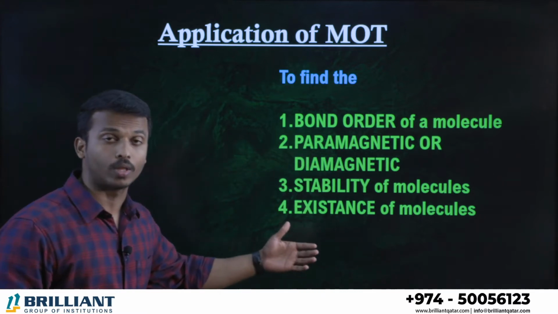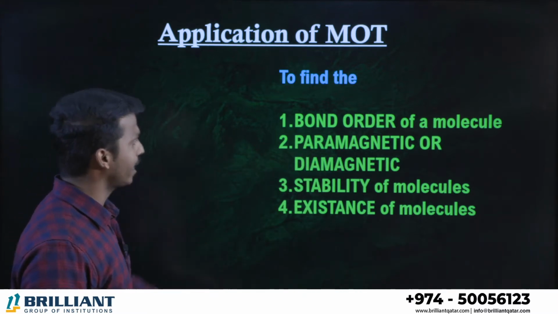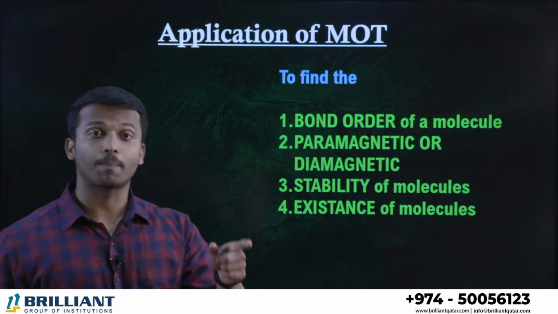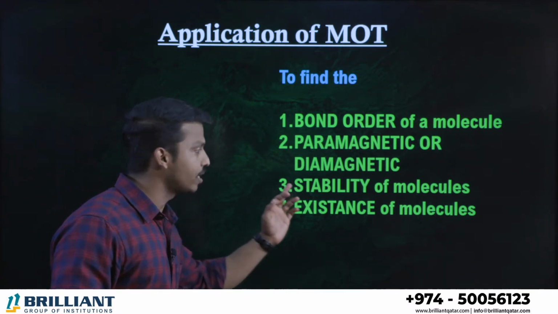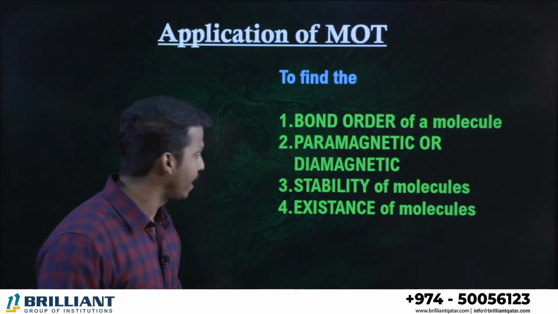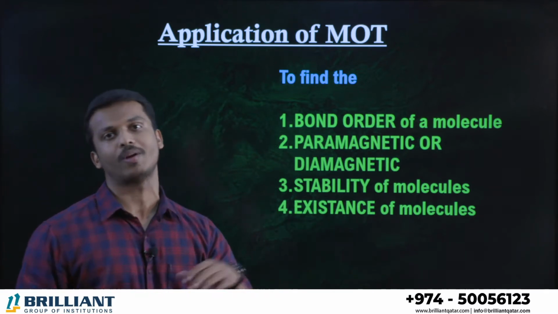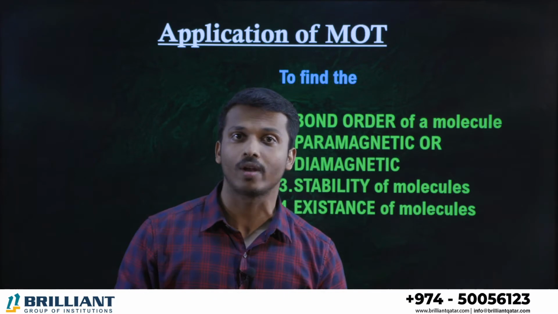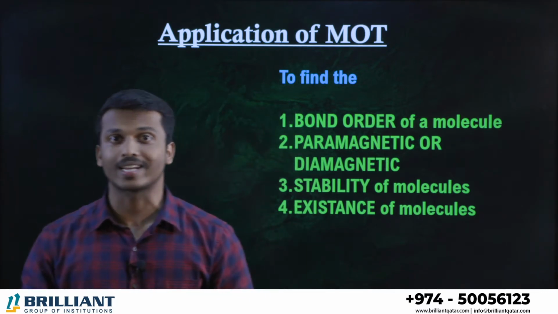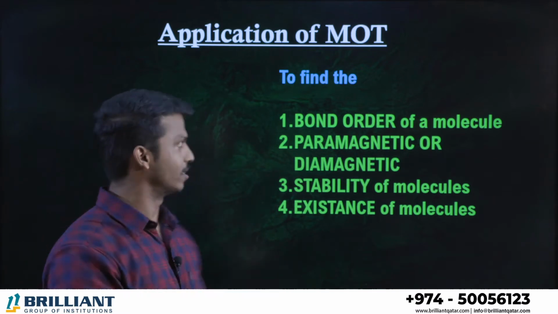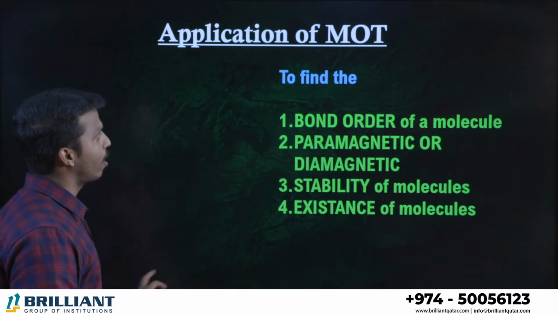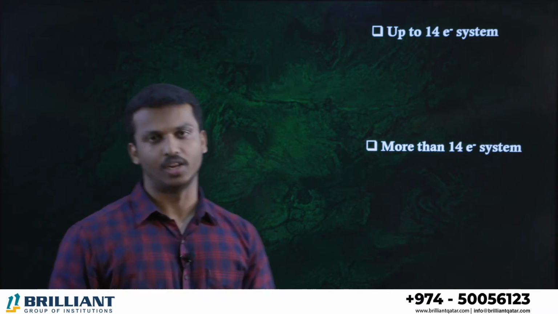You can calculate it through the principle of MO theory. The second one is whether the molecule is paramagnetic or diamagnetic. That also we can say. And the stability of a molecule, you can even explain the existence of a molecule. You know, the H2 molecule exists, right? The N2 molecule exists, right? What about Be2, He2? We can discuss.